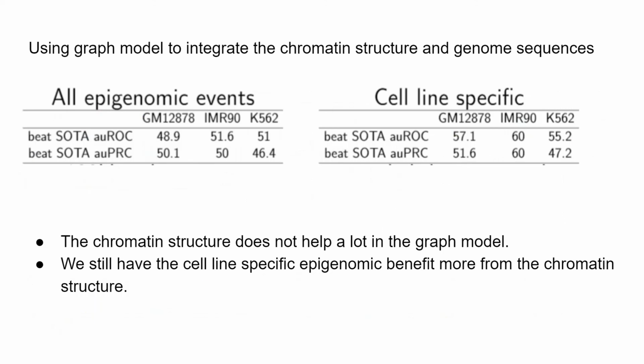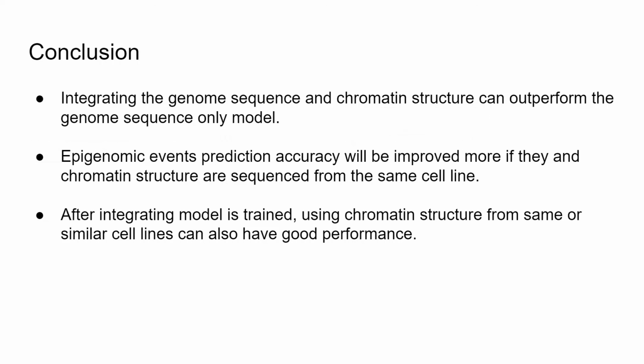Then we try to use a graph model to incorporate the chromatin structure and genome sequence. We still have the same conclusion: chromatin structure is helpful and the cell line-specific epigenomic events benefit more from the chromatin structures. So the conclusion is that integrating the genome sequence and chromatin structures can outperform the genome-sequence-only model. Epigenomic event prediction accuracy will be improved if they and the chromatin structure are sequenced from the same cell line. After the integrating model is trained, using chromatin structures from the same or similar cell lines can always give good performance.